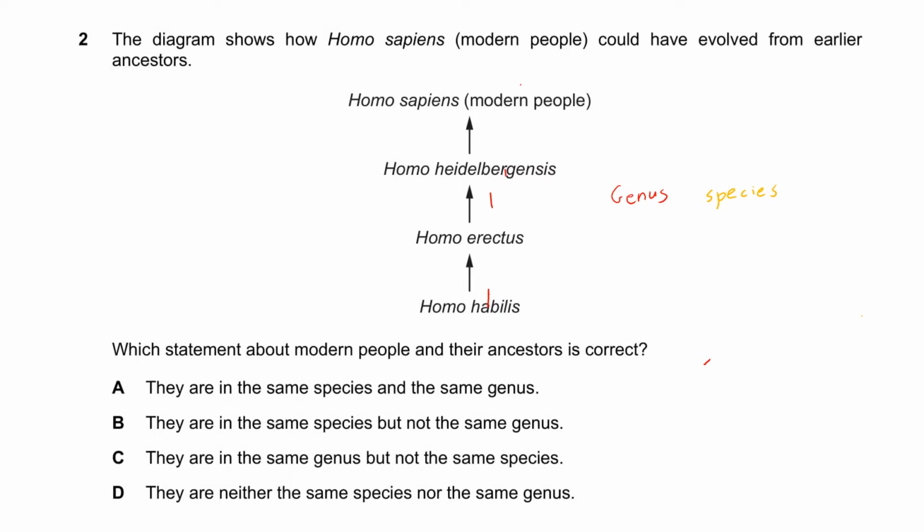So if we look at the names, they all have the same first names, meaning they do belong to the same genus. This eliminates options B and D. And if we look at the second name, they're all different, meaning they don't belong to the same species. So this eliminates option A, leaving us with C, which is the answer.